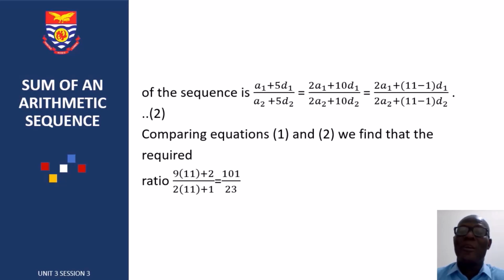Now comparing equation 1 from the previous slide and equation 2 here, we find that the ratio given in the question is 9 into braces 11, since our n now is 11, plus 2 divided by 2 times 11 plus 1, which gives 101 divided by 23.